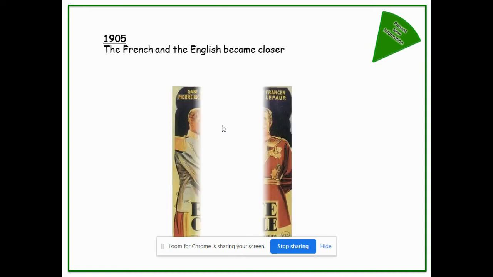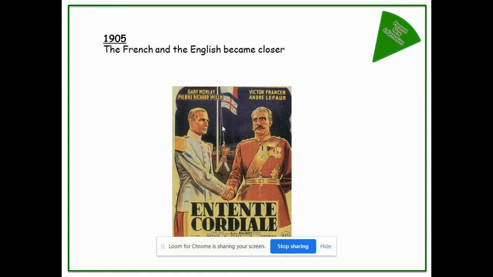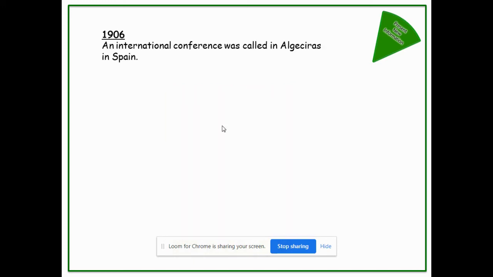So, in 1905, French and English became closer. They heard the Kaiser saying that Morocco should be independent and thought that was in neither of their countries' interests, and so started to work together more closely. This led to a conference called the Algeciras Conference, which was called in 1906 in Spain, where France, Britain, Germany, along with a selection of other European countries, said we need to sit down together at a conference and decide what we're going to do with the issue of Morocco, who is going to control the country.